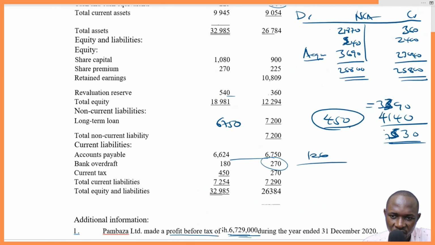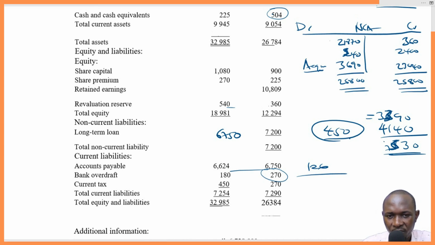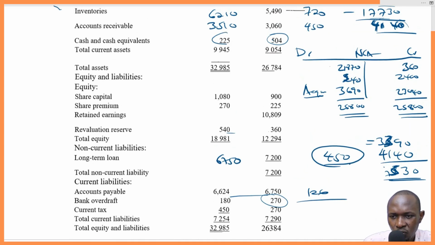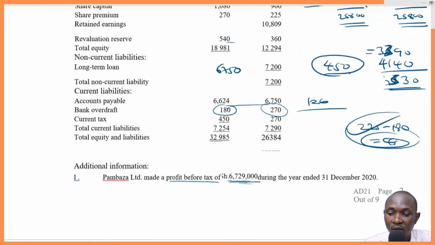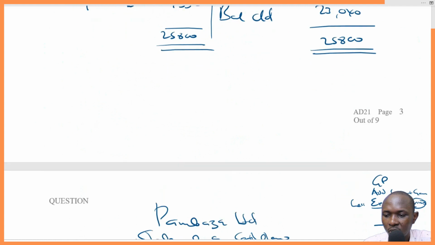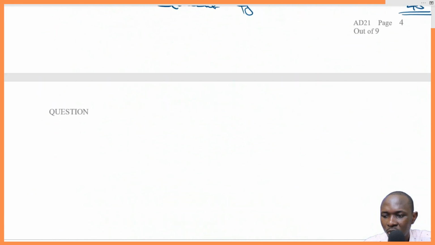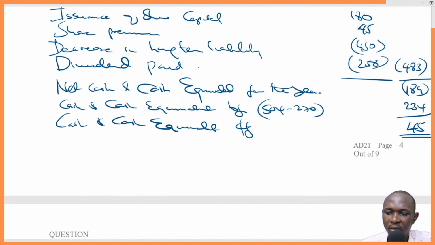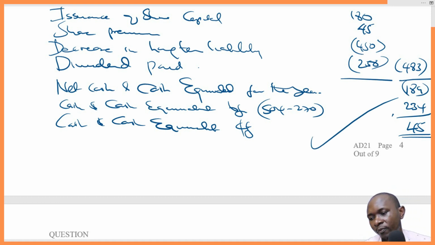So let's just check to confirm. What do we have at the beginning of the year? Cash and cash equivalent 225. At the end of the year, bank overdraft is 180. Bank overdraft is negative, so this is 225 minus 180. That gives us 45. So it means we are actually correct. Perfect. So that's how we go about the cash flows. A very easy question.